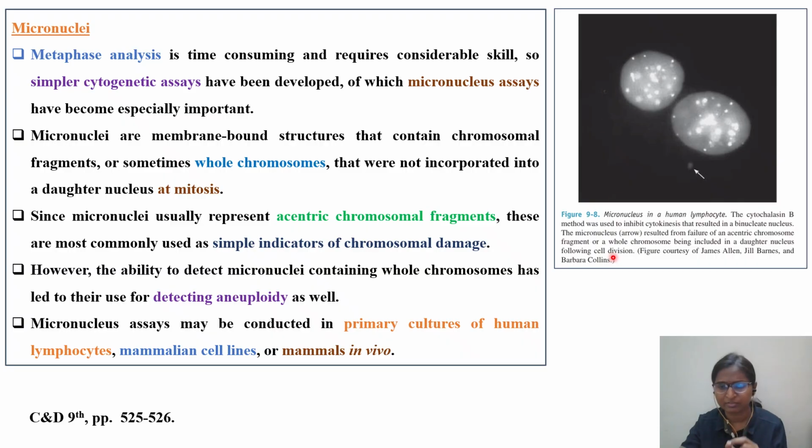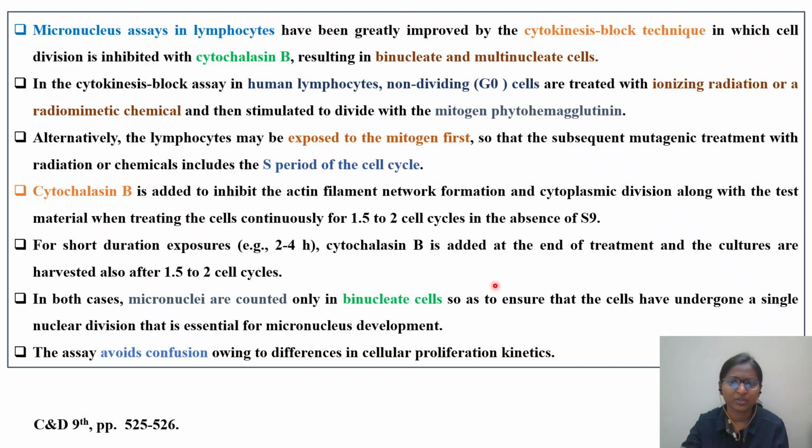This figure is taken from the Casarett and Doull textbook, Figure 9.8, in which you can see a micronucleus in a human lymphocyte. The cytochalasin B method was used to inhibit cytokinesis. We have to block that particular phase in the cell cycle. That resulted in a binucleate cell, so two different nuclei are formed. The micronucleus, marked by the arrow, resulted from failure of an acentric chromosome fragment or a whole chromosome to be included in the daughter nuclei following cell division.